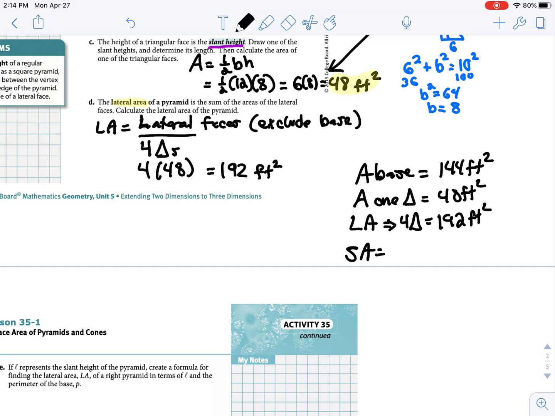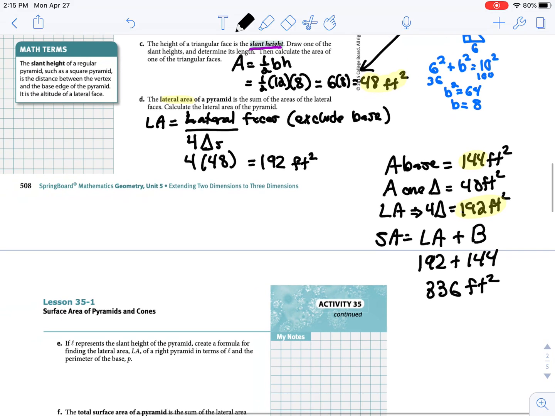But the total surface area of the pyramid would be the lateral area plus the base. So if I go back to the things that I already know, the lateral area was 192. One base was 144. So my surface area would be 192 plus 144. And that is 336 square feet. So there's a couple of steps involved with these pyramids since we do have to find some of the missing information.